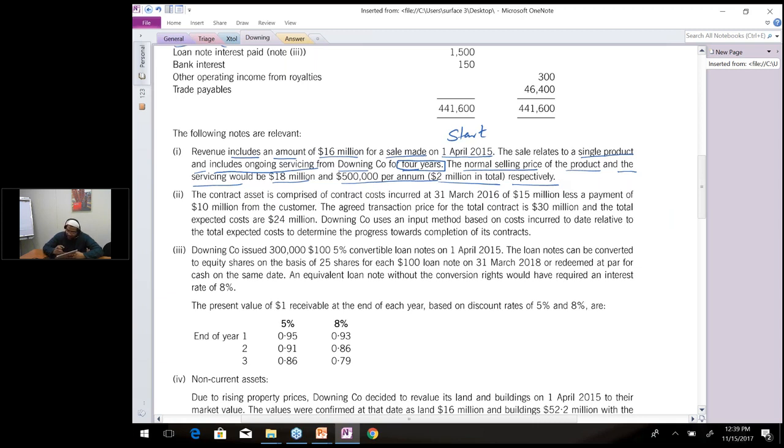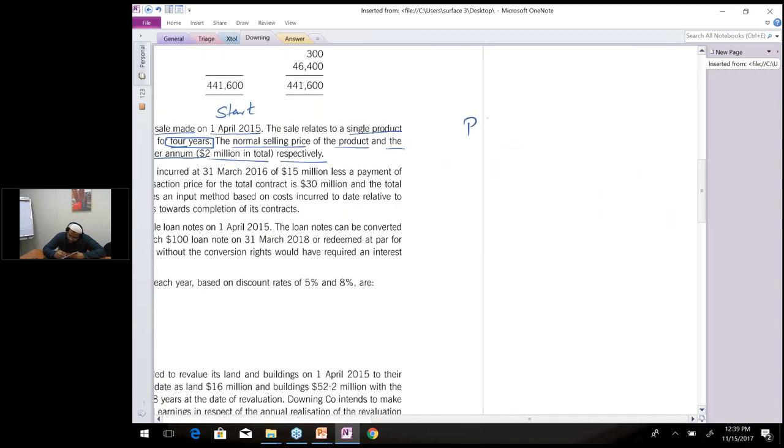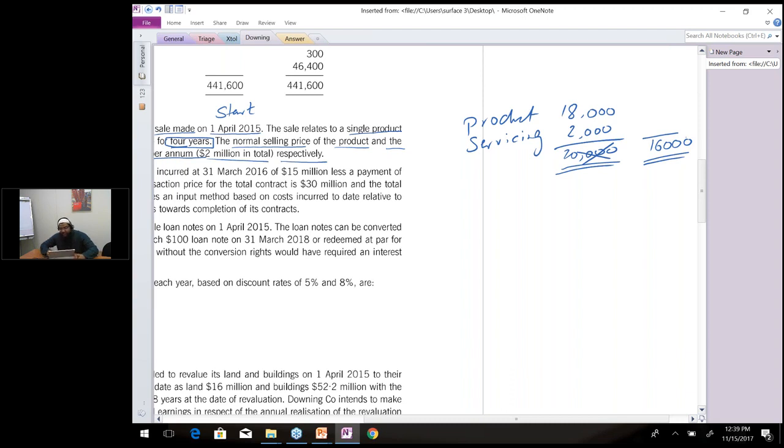So if we see the product has a value of 18 million, which means 18,000, and the servicing has a value of 2 million, so the total is 20,000. And instead of 20,000, we have given them these products and services at 16,000. So now what is the breakup of 16,000? Can you people calculate? We have studied this yesterday in IFRS 15.